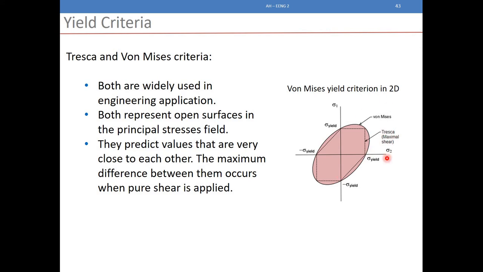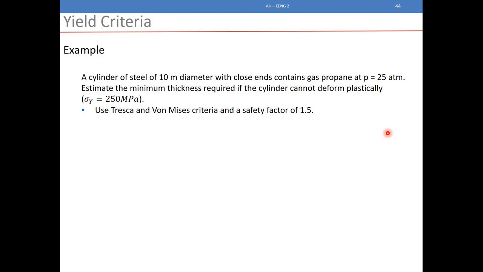Now to understand all of this, and also to do a revision of what we just said about the criteria and what we need to understand from the chapter, let's take this example here. This example also lets us revise a little bit what we had in the previous lecture about thin shell vessels. So let's read: a cylinder of steel of 10-meter diameter. So we have a 10-meter diameter steel cylinder with closed ends.